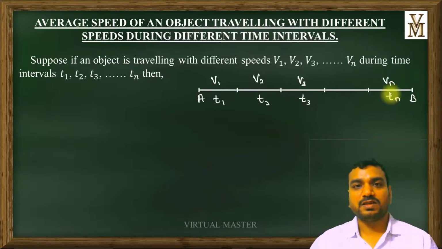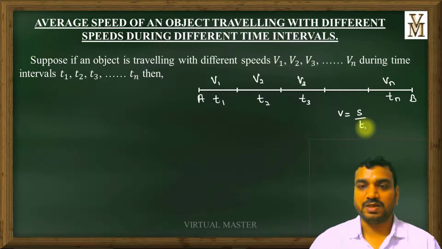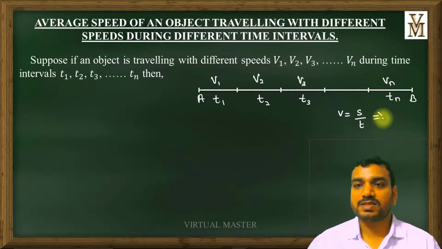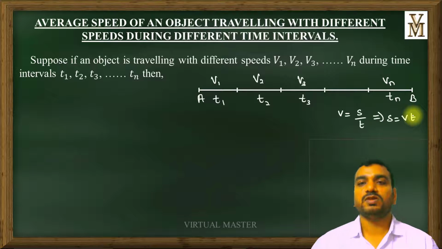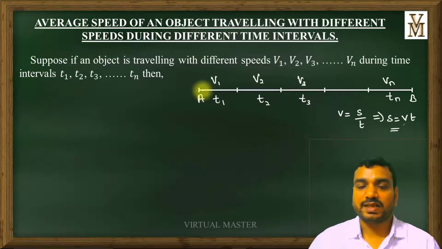Now, let us find the total distance covered by the object between point A and point B. We know the formula for the speed of an object, which can be given as v equals s by t, where v is the speed of an object, s is the distance and t is the time taken. I can write s, that is distance traveled, will be equal to speed into time.